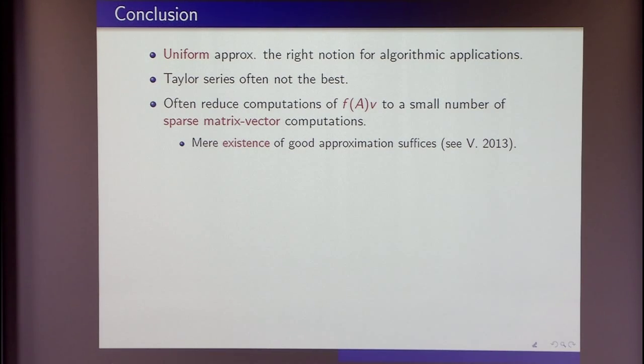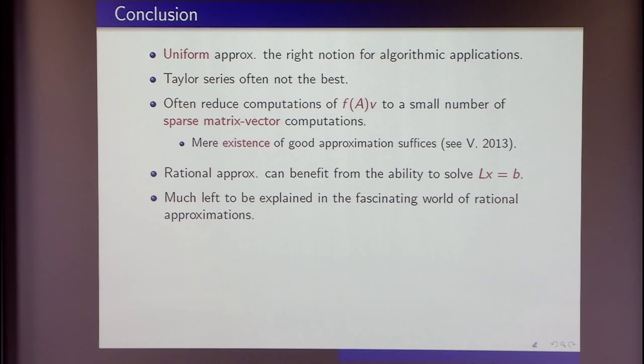And as I said, many times, even if you just know the existence of good approximations, it's often enough for making these results work by combining it with what is called the Lanczos method. As far as rational approximations are concerned, this is really a very bizarre area with almost no structure to it.